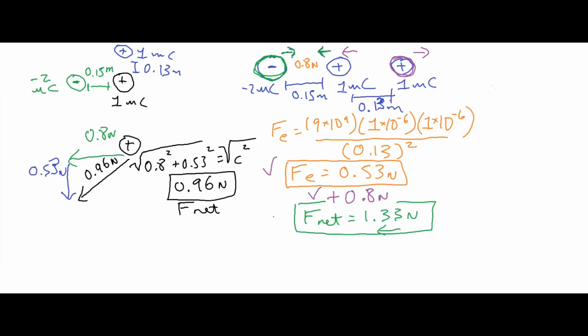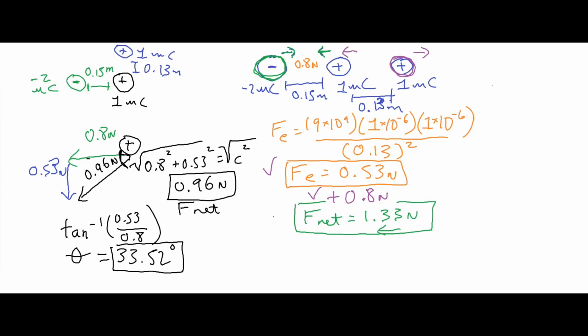The hypotenuse of those two vectors combined is our resultant vector, so 0.96 in this case is our net force. Since it's on an angle, if you wanted the angle, we'll call this angle right here theta. We can use an inverse trig function. Using inverse tangent, the opposite side of this angle is our blue side, 0.53, and the adjacent side is our green side, 0.8. If you take the inverse tangent of that, the unknown angle comes out to 33.52 degrees. So that's the angle, 33.52 degrees below the horizontal to the left.